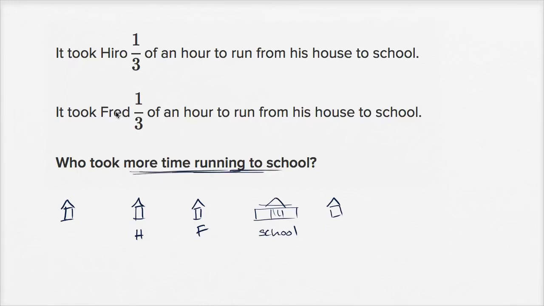And they directly tell us the amount of time they took. Hero took 1/3 of an hour to run to school, from his house to school, and Fred took exactly 1/3 of an hour. I don't know who ran faster or slower, or who went a further or shorter distance, but I know that they both took the same amount of time. They both took 1/3 of an hour. So this is the same. They both took the same time.